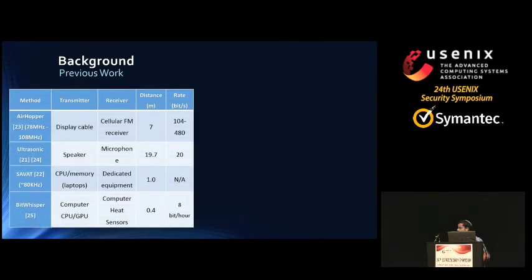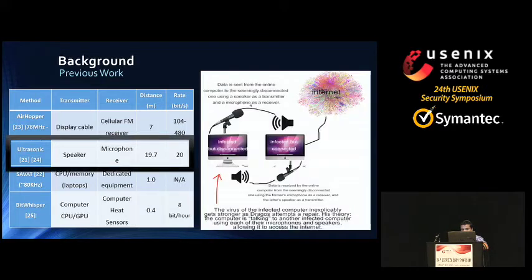So, some previous work in this field. The first work showed how the attacker can create a network between two air gap computers using an ultrasonic method. The attacker can establish a network between two computers using the speaker and microphone to communicate over high frequency inaudible sound. In this case, the maximum distance is about 20 meters.